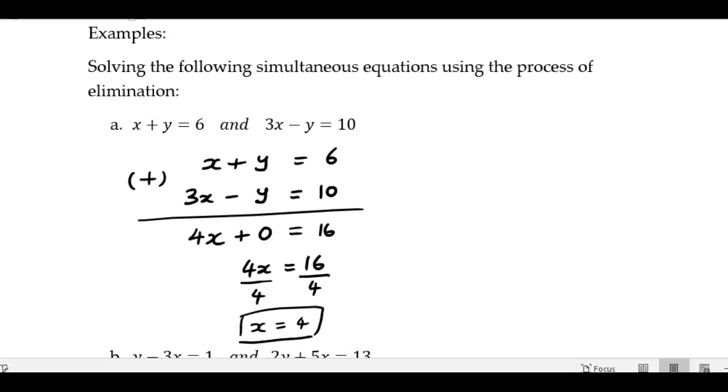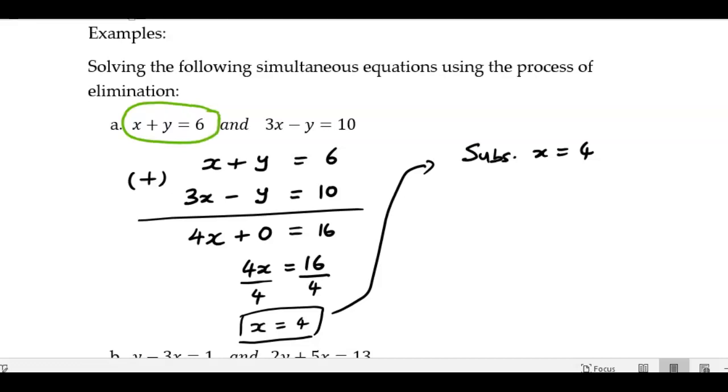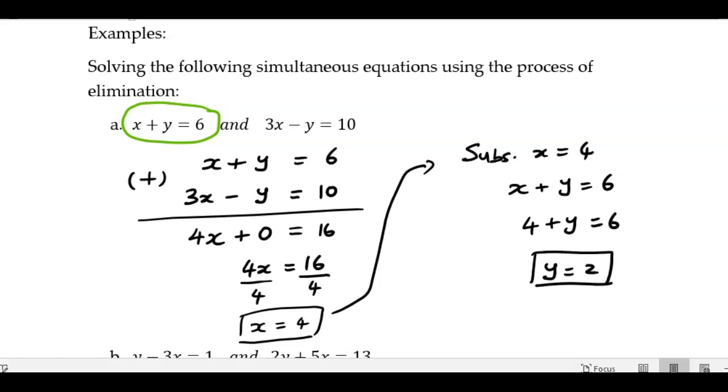Now that we've got the solution for x, we can find the solution for y by substituting x equals 4. In this particular case, the easiest equation to substitute into is x plus y equals 6. So 4 plus y equals 6, which tells me the value for y is equal to 2. And thereby we've solved the pair of simultaneous linear equations with the process of elimination.